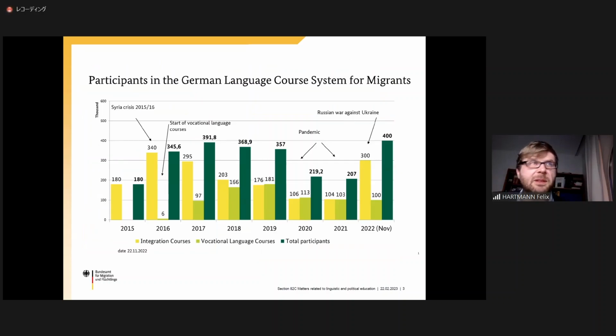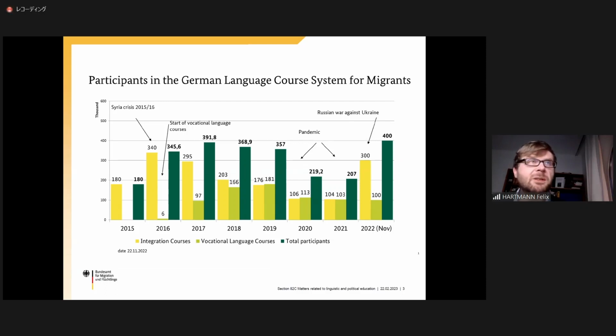To give you an insight into the size of our program, I have some numbers here. You can see the number of participants in the courses in thousands. We can start with 2015. There were no vocational language courses, only integration courses, shown by the yellow column. Then we had 180,000 participants. Then you can see the impact of the Syria crisis, when many refugees came to Germany, and the numbers rose to 340,000 in the integration courses, and the vocational language courses started.